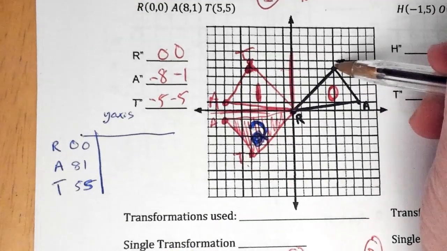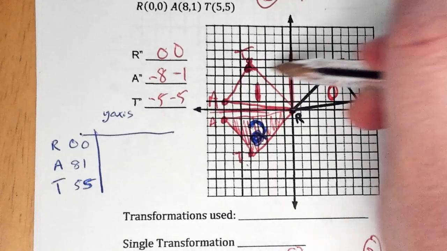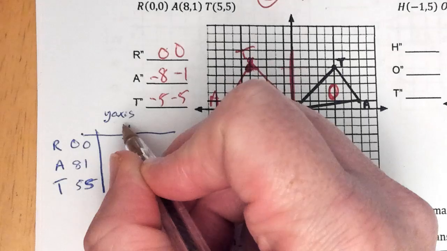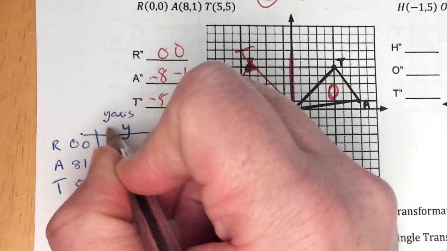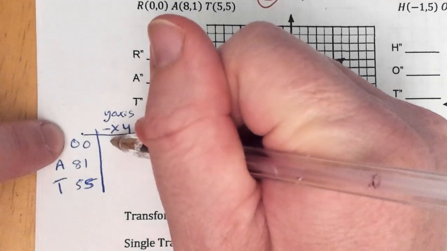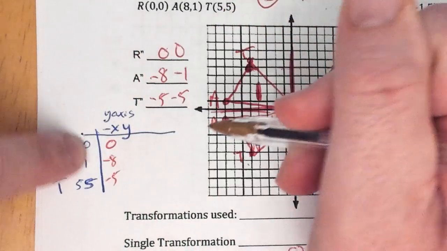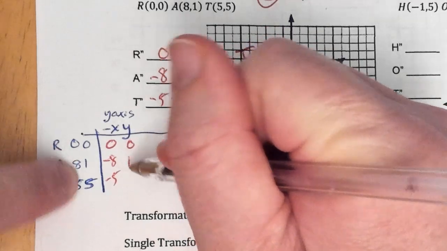Okay, your height is supposed to be the same when you reflect. So when you're reflecting over the y-axis, your y stays the same and your x turns negative. All of our x's should flip the sign, and that's -8 and that's -5, and all your y's stay the same.